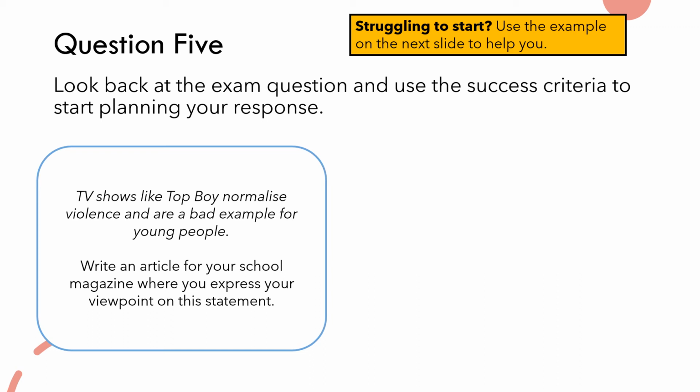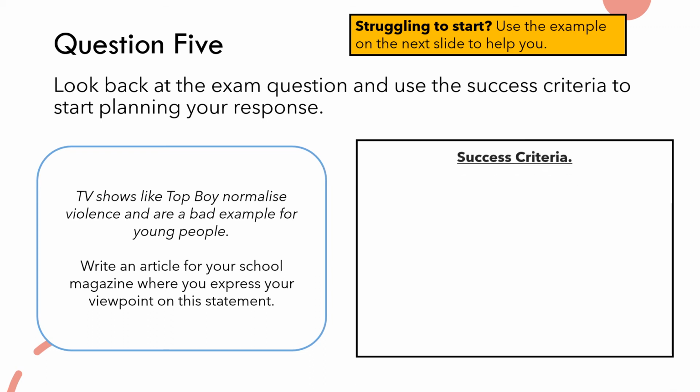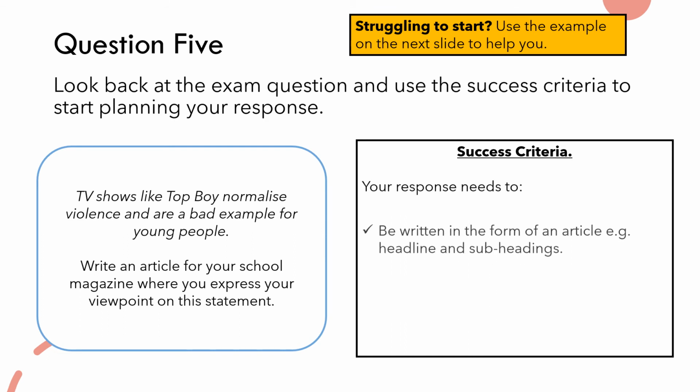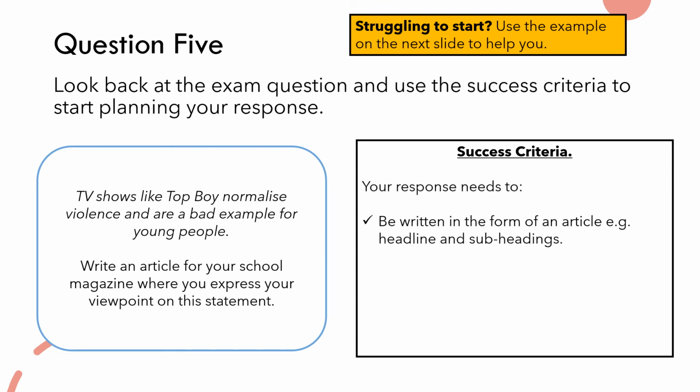Now if we take a look at the success criteria then, there's a number of different things that we need to include in our writing. So first of all, you need to make sure that your response has been written in the form of an article. So does it have a headline? Does it have a subheading? These are really good features to use to help organise your ideas, especially when it comes to subheadings, because you can use that then for each individual paragraph as well.